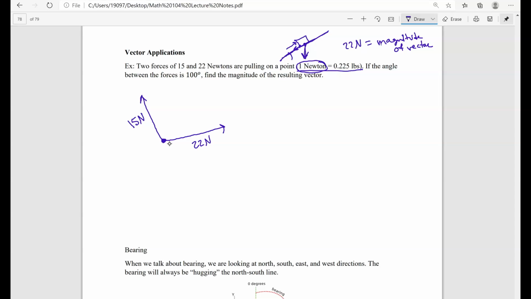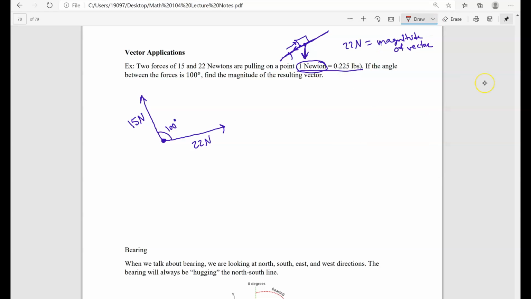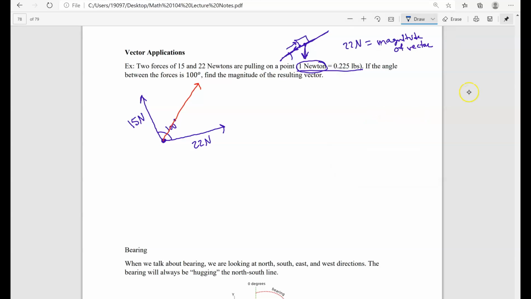Here it tells you that this angle is 100 degrees. What we want to figure out is the resultant vector. Basically, we want to find the resulting vector that's going this way. If you think about these other two vectors, remember that we can grab a vector and place it in another position. So it can be going this way, and you have this other vector going this way, by the parallelogram law.